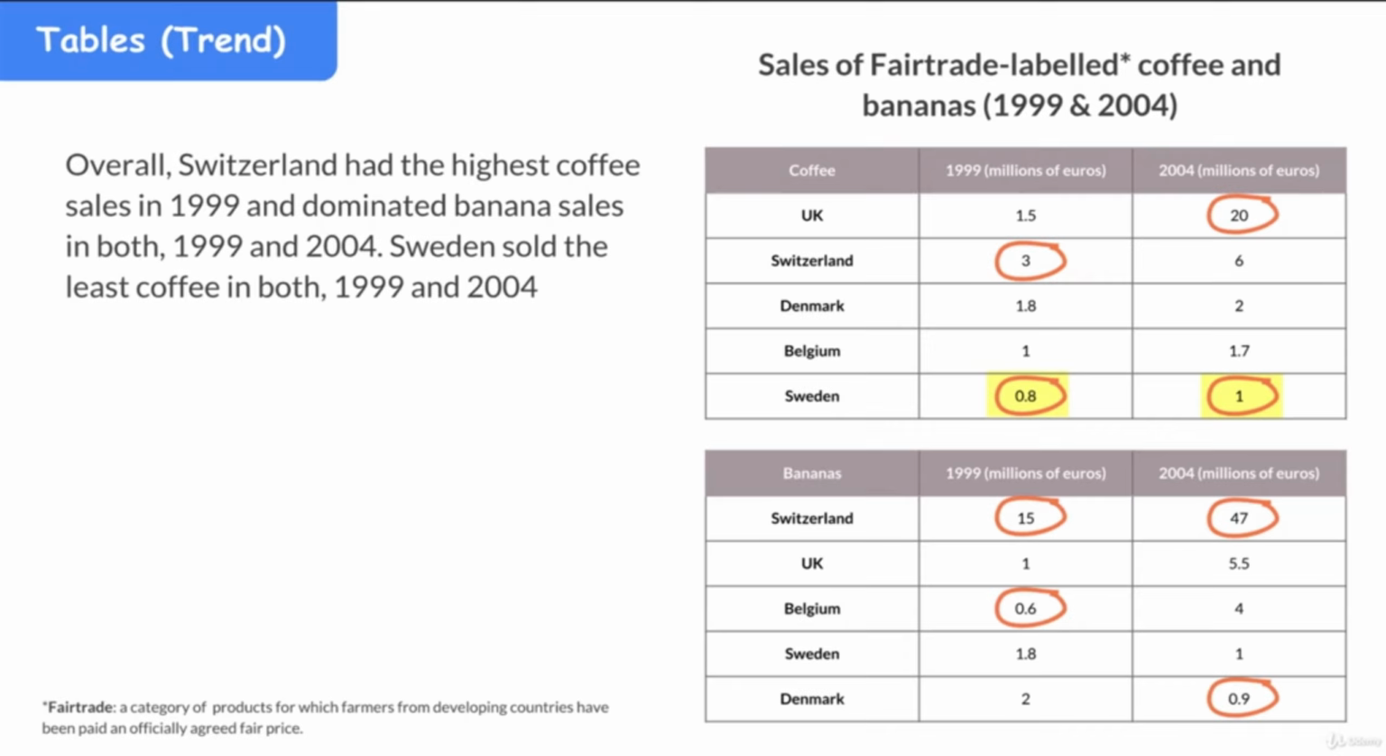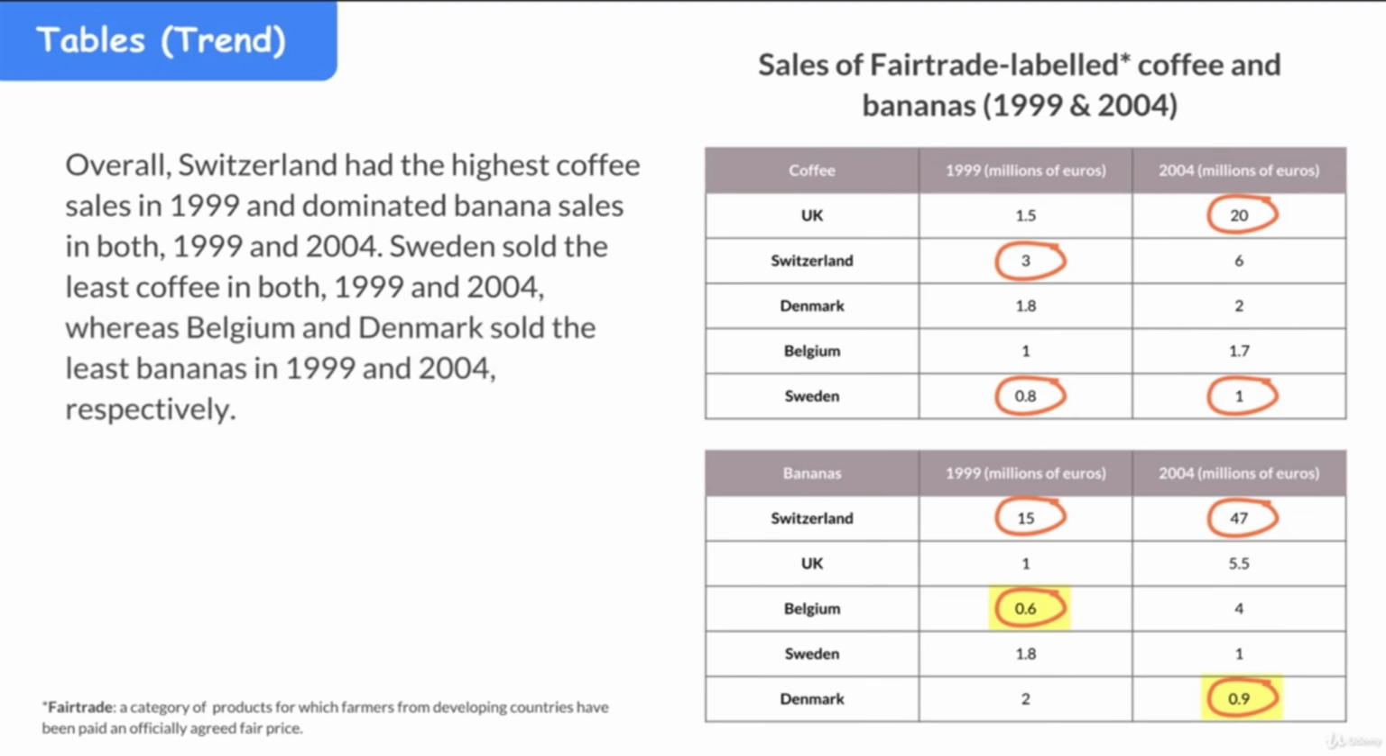Now I've decided that I'm not going to stop this sentence here. I want to continue this sentence and form a complex sentence. So here's what I'm going to do. I'm going to add the data for these 2 data points as well in the same sentence. I can do that by using the subordinating conjunction whereas. So here's the second part of our sentence. Whereas Belgium and Denmark sold the least bananas in 1999 and 2004 respectively.